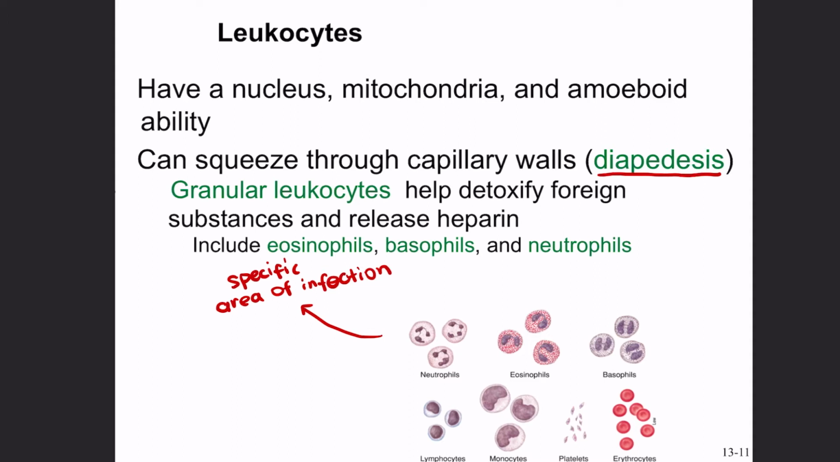We can separate these into granulocytes, and these top three ones are granulocytes. They have these granules. They may initiate inflammation. They can help detoxify. They can help phagocytose. And then these two down here are called agranulocytes. They do not have granules in them like the upper two.